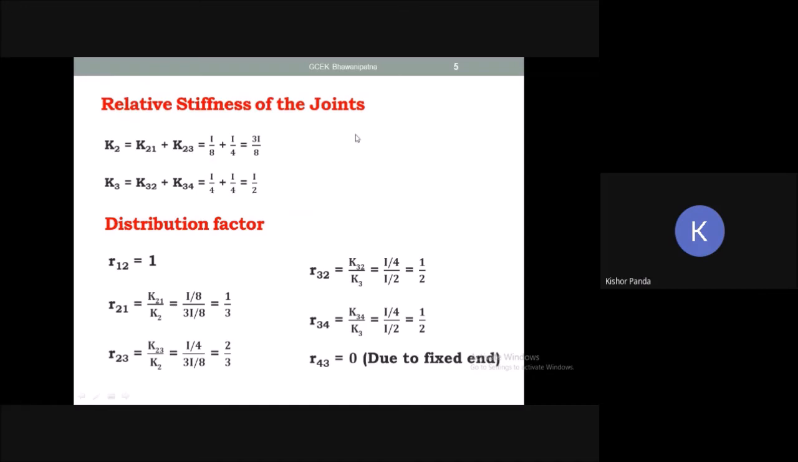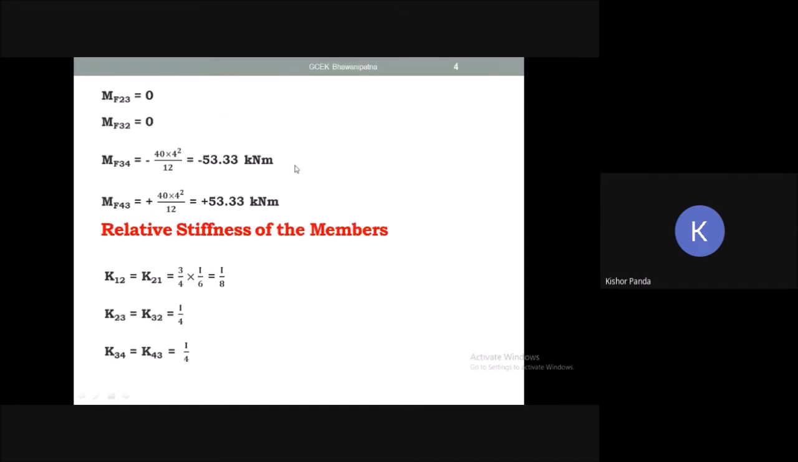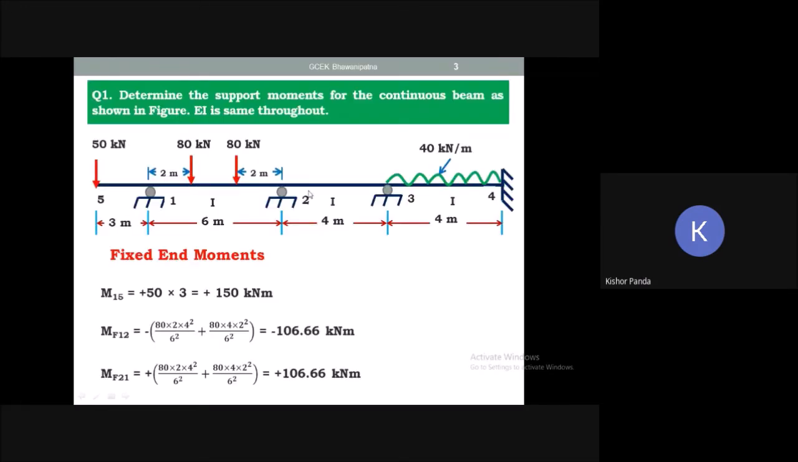Then find out the relative stiffness of the joints. So here you see how many joints. So this is one joint. You have to find out K3, and you have to find out also K2. For overhanging, you have to take the distribution factor. Here is your 1.